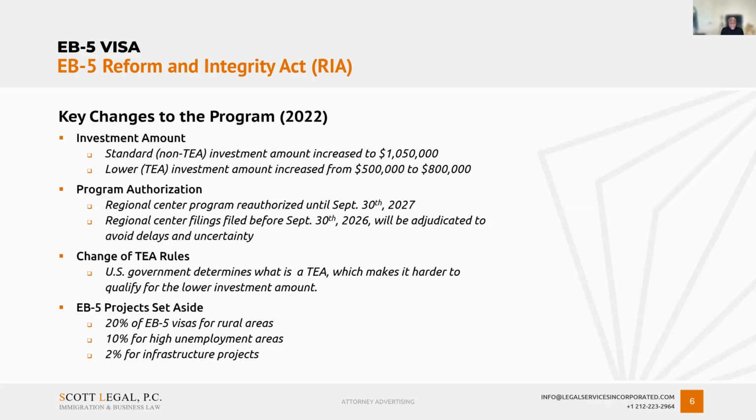The government also changed the TEA rules. They made it harder to be a TEA, so they're the only ones who can now make the TEA designation. And then the other piece that is a big change, and this really does impact a lot of people, is that there's a set aside: 20% for rural, 10% for high unemployment, which is 1.5 times the national average, and 2% for infrastructure projects.